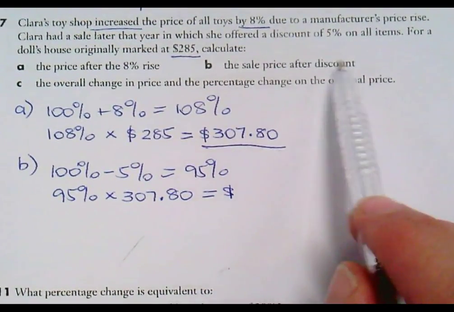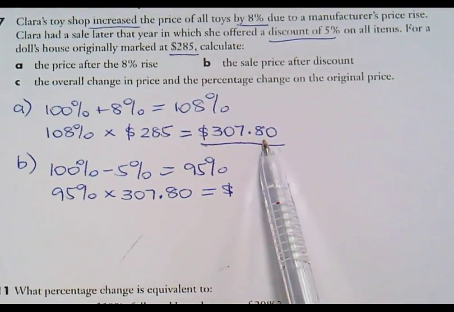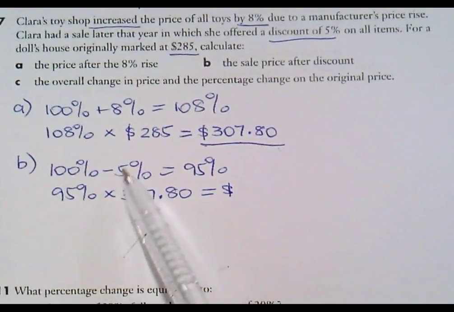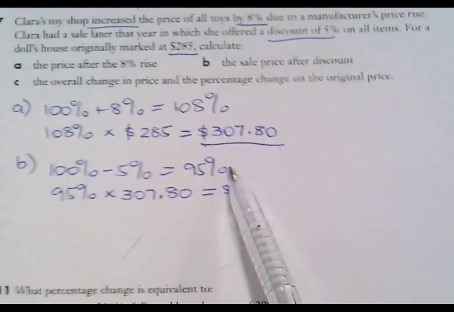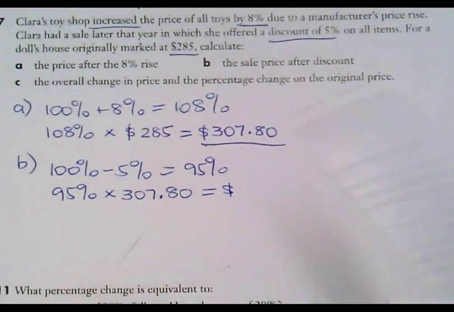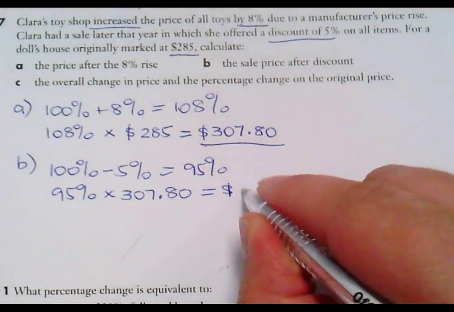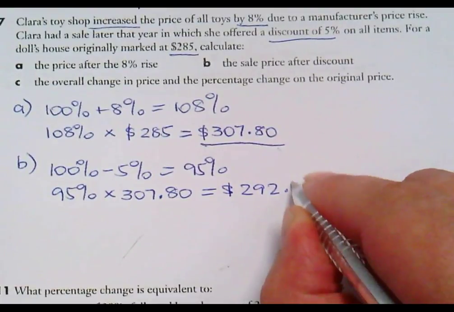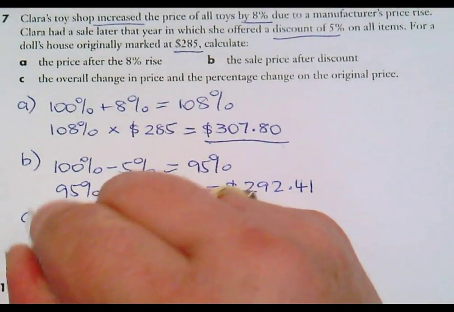Part B says the sale price after the discount. The discount is now 5% on this $307.80. So if I want a 5% discount, I go 100 minus 5 is 95. So 95%. The new discounted price will be 95% of the $307.80. So 95% of $307.80 is, that's better, $292.41. Exactly. Great. Now, part C.